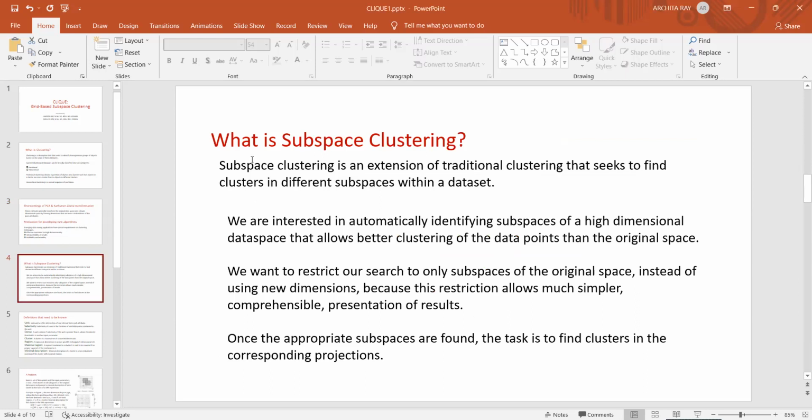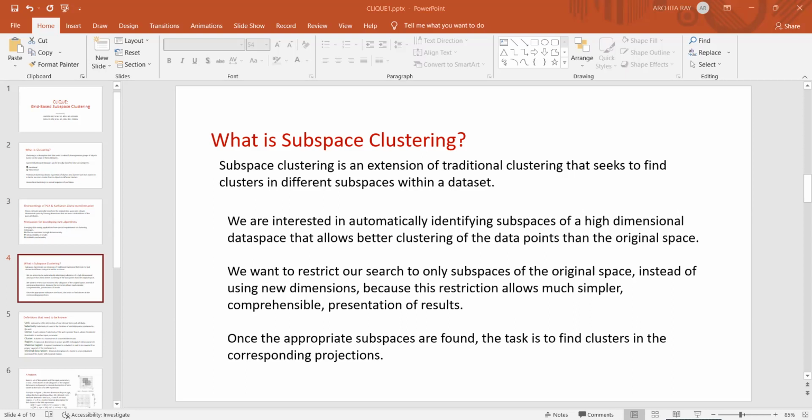Now we come to what is subspace clustering. Subspace clustering is an extension of traditional clustering that seeks to find clusters in different subspaces within a dataset. Now, we are interested in automatically identifying subspaces of a high dimensional data space that allow better clustering of the data points than the original space.